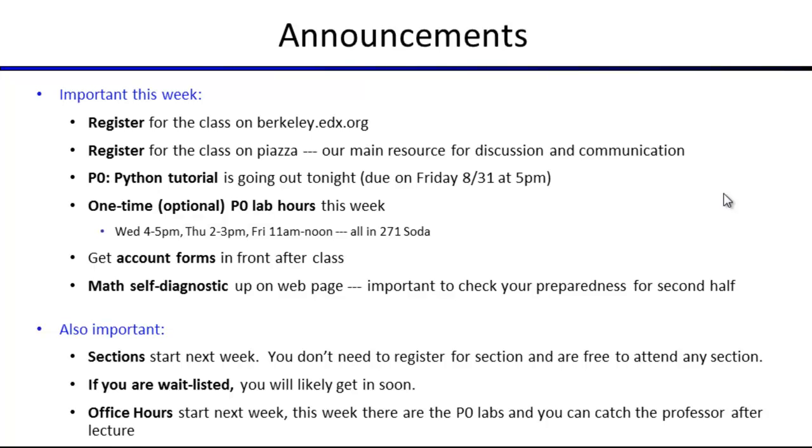Let's start with a couple of announcements, clarify some things about the logistics of the class. The website for the class lives at berkeley.edx.org. So we're using the EDX system for the class. And at berkeley.edx.org, if you don't have an EDX account yet, you should sign up for an EDX account. And then on there, register for CS 188 spring semester.